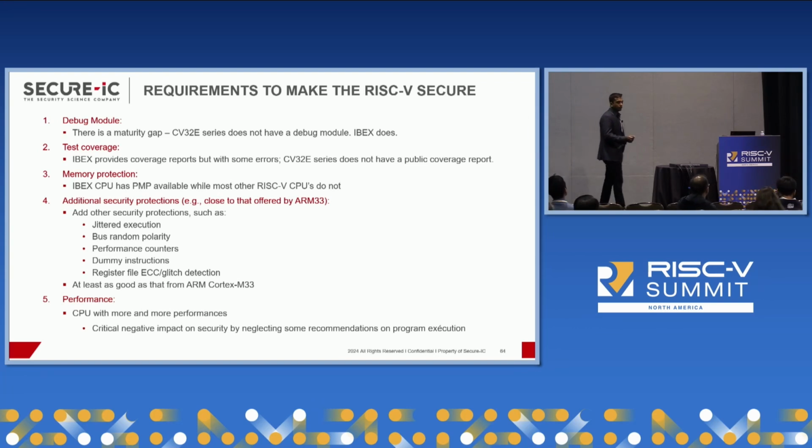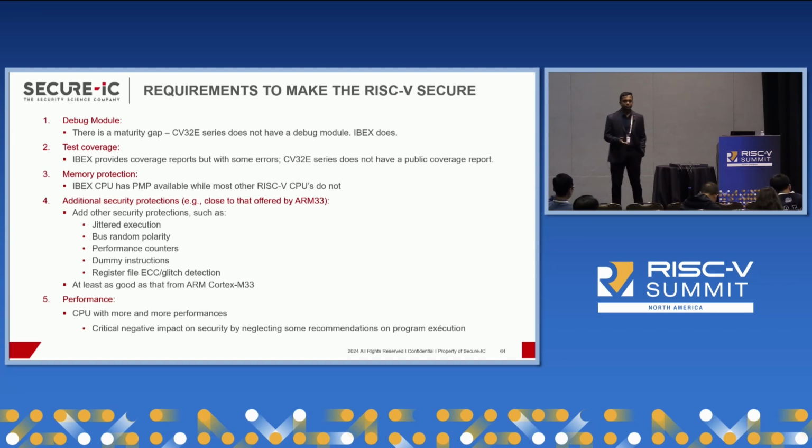IBEX, for example, comes with PMP. And additional security protections can be implemented on top. And what are they? So jittered execution. This is where you randomize the execution in order to prevent anyone who's trying to sniff at the communication. Then bus random polarity. The RISC-V communicates with a lot of modules, and the goal is to inverse the polarity of the commands in order for, again, someone who is trying to sniff the power or the EM injections, EM waves, to be protected against that.